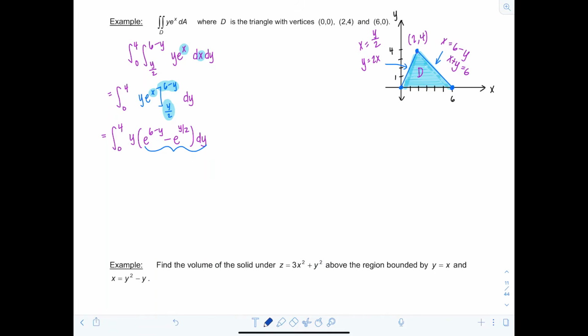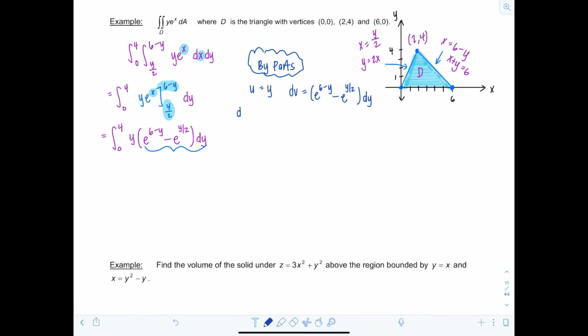So I'm going to let u equal y. So this is by parts time. Oh yes, we have to remember everything. So u is equal to y. dv is going to be e to the 6 minus y minus e to the y over 2 dy. Okay, and you're going to love it. Watch, it's going to knock out the whole thing.